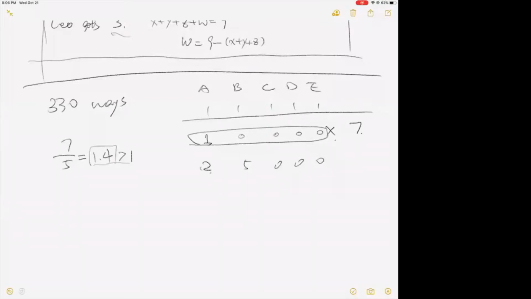So in here you just count how many different ways. So you have 4 people sharing 5. Wait, actually, it won't work. Why won't it work? Because no matter what, someone will at least get 2. You have 5 pieces and 4 people sharing these 5, so someone will get 2. So this won't work.